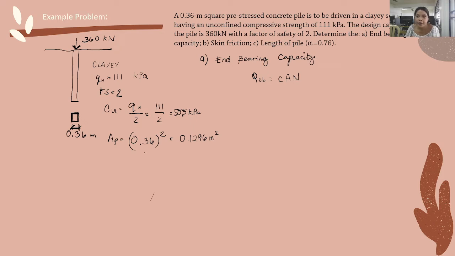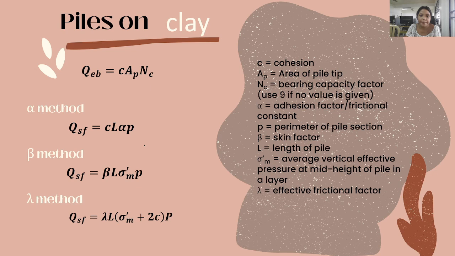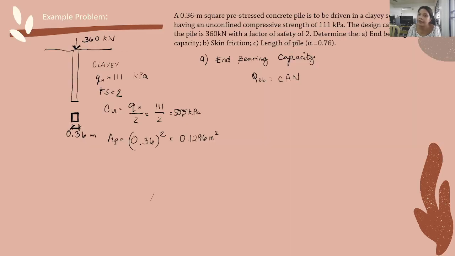And how are we going to get the bearing capacity factor N_C? Again, if the bearing capacity factor is not given in the problem, you are going to use N_C equal to 9.